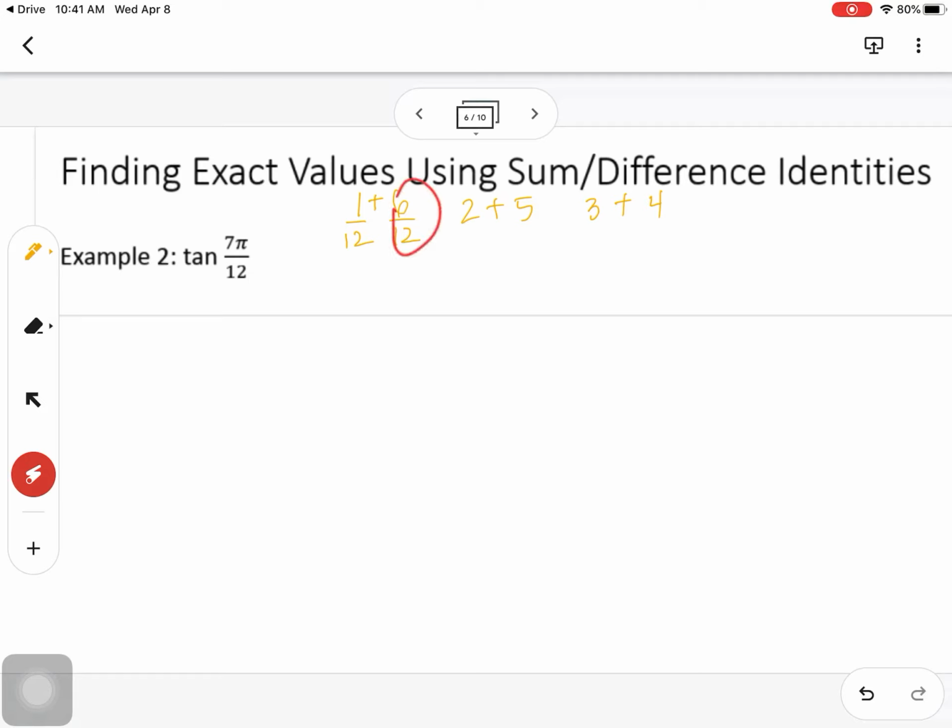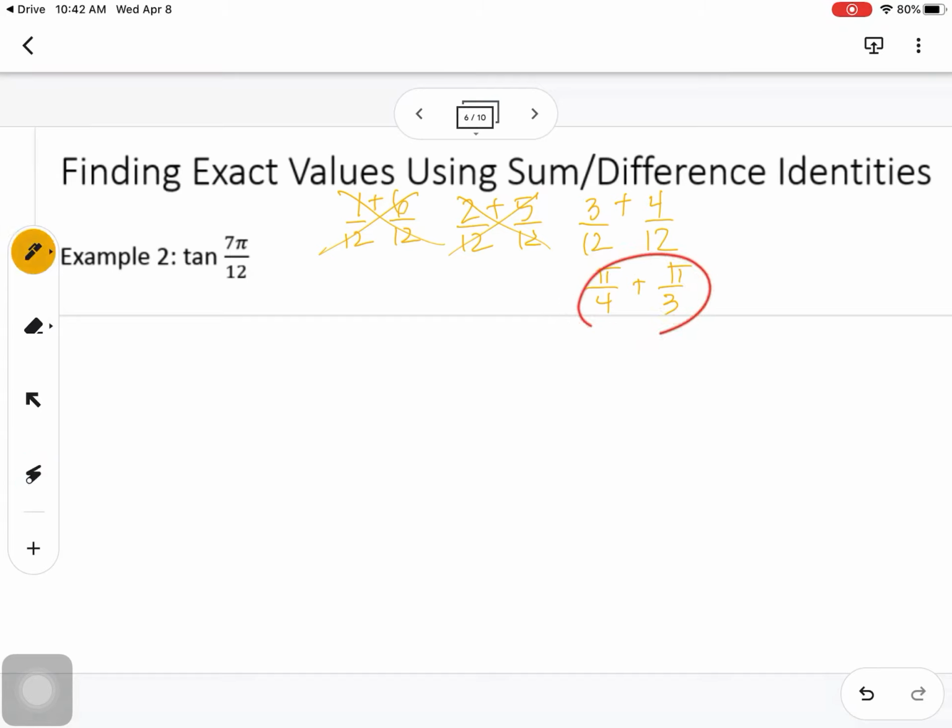With this one, for example, 6 pi over 12 simplifies, but 1 pi over 12 doesn't, so we cannot use that. With this next one, if I put them both over 12, the kind of reverse happens. 2 pi over 12 simplifies, but 5 pi over 12 does not, so we can't use this. However, over here, 3 pi over 12 simplifies to 1 over 4, and 4 over 12 simplifies to 1 over 3. These do just have pi's with them, and both pi over 4 and pi over 3 are on my chart, and that is what I'm going to use then.